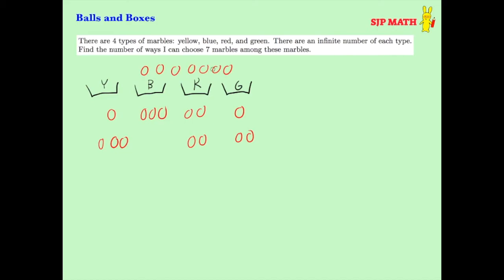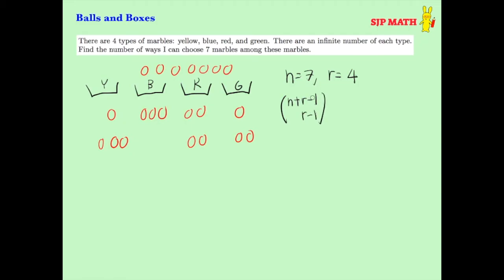So here we have n identical marbles and 4 distinct boxes. So n equals 7 and r equals 4. But what formula do we have to use? Here there aren't any restrictions. We can have zero marbles of a type, like here we had 0 blue marbles. So there aren't any restrictions, and we have to use this formula.